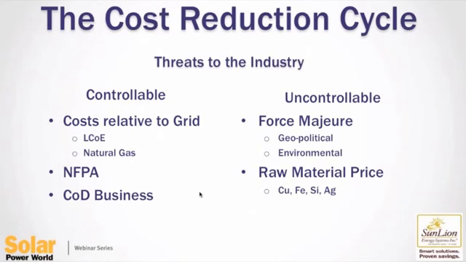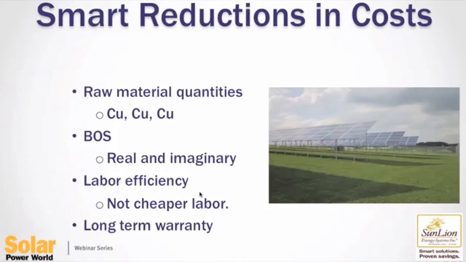Some of the uncontrollables are force majeure threats, and those are the geopolitical environment. And then the raw price of material. We can't really control the cost of copper or silver, but we can control how much we use. But the commodity price is kind of fixed.